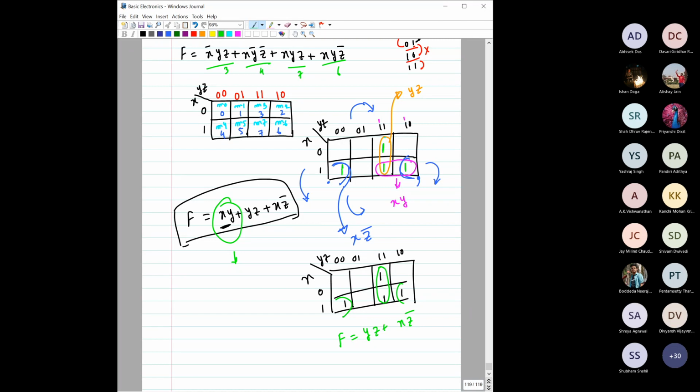Right? So one thing you should be careful about is that you should consider all the ones that are present in this Karnaugh map, and you should always try to make the group as big as possible.